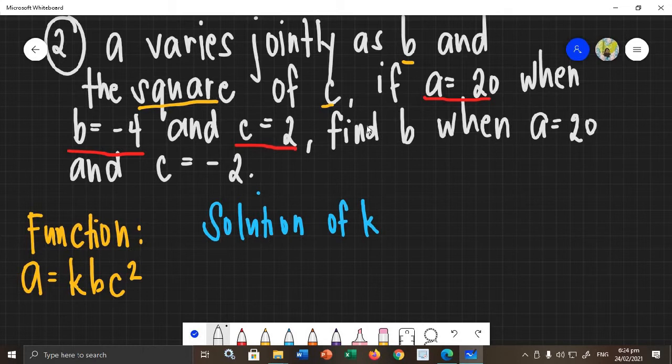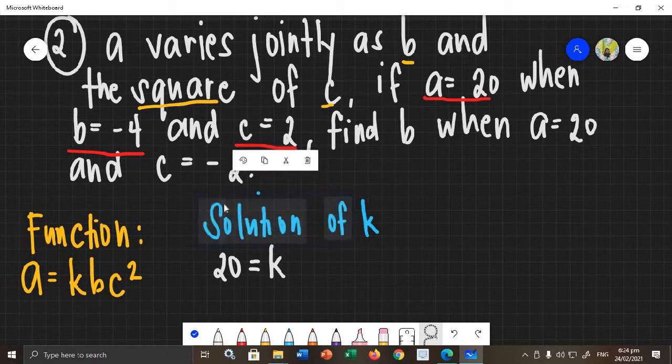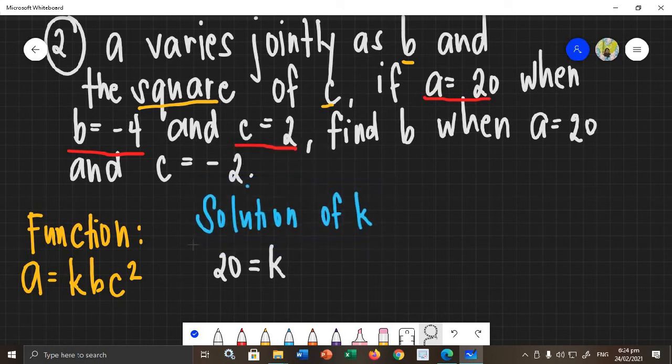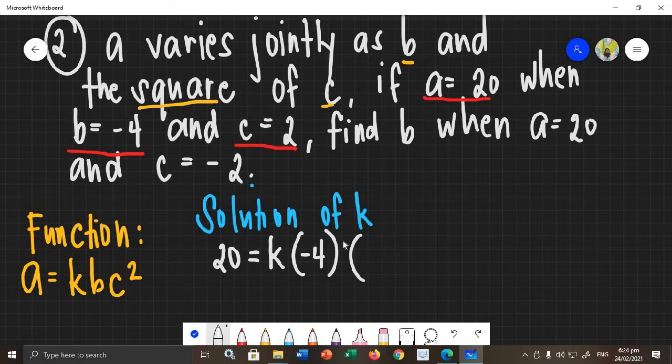So using the function, yung a natin is 20 is equal to k. Rewrite natin yung k kasi yun yung hinahanap natin. So technically, wala siyang value, no? Kasi hinahanap nga natin yung value niya. Now we have 20 is equal to k. Yung b natin is -4. And then yung c natin is 2.